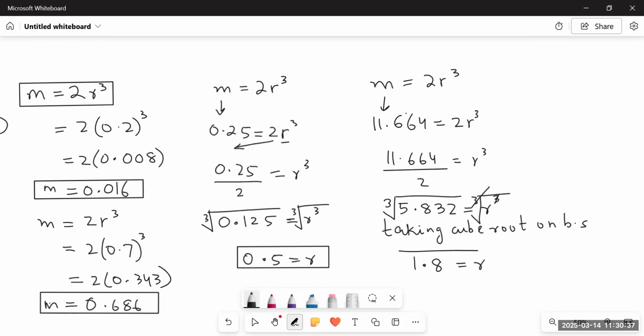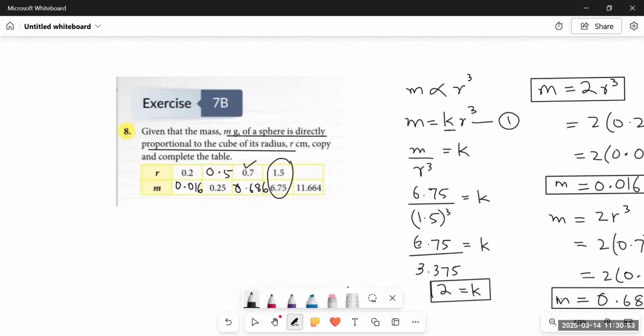So the value of R would be 1.8. Okay. You see, we have used the same formula to find out the values of M and R.